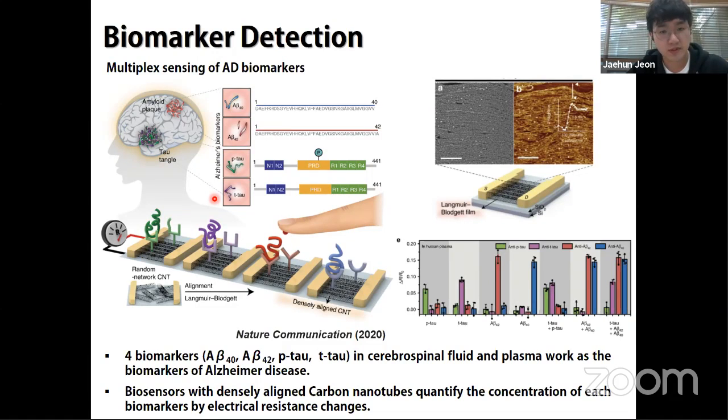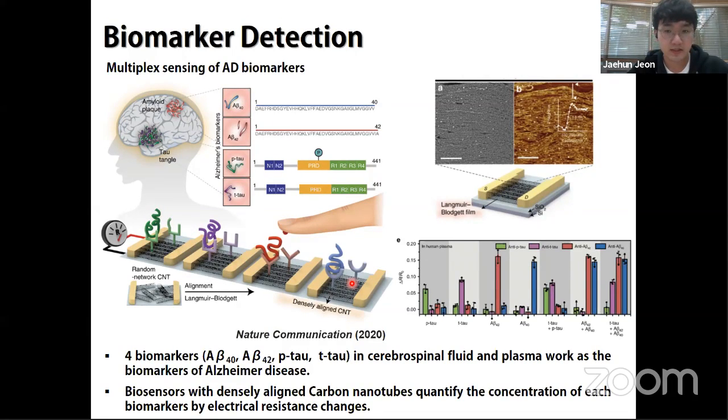This biosensor can measure their concentration by measuring the change of the electrical resistance when each biomarker is bound to the antibody immobilized on the substrate. In plasma, these biomarkers are 100 times lower than in cerebrospinal fluid and it contains other interfering substances. So sensitive measurements are essential.